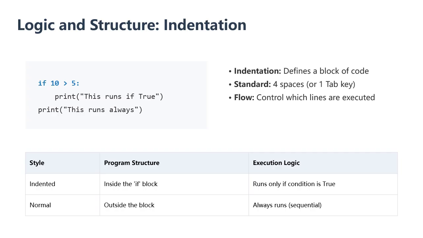This table compares the flow. If a line is not indented, it's not part of the if block. It will run regardless of whether the condition was true or false. It's how Python stays organized without using a lot of messy curly brackets like other languages.